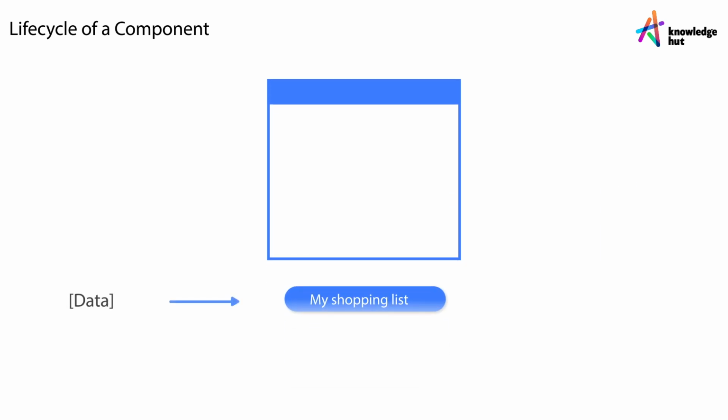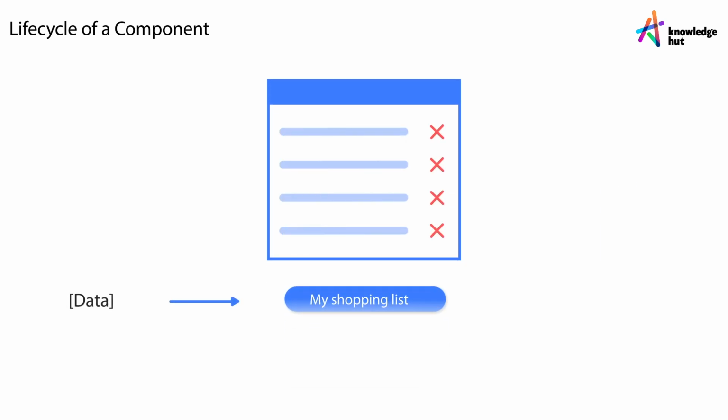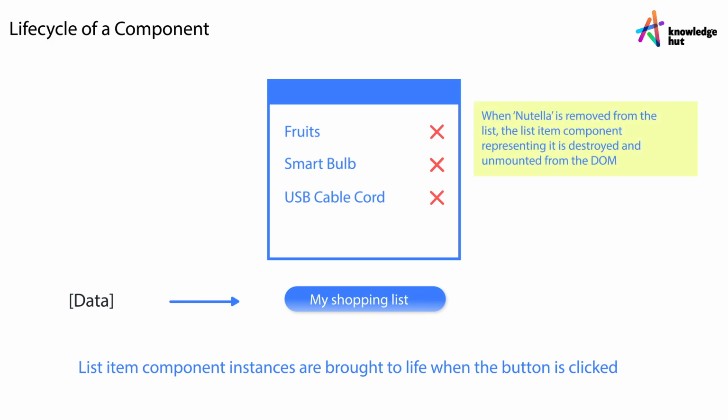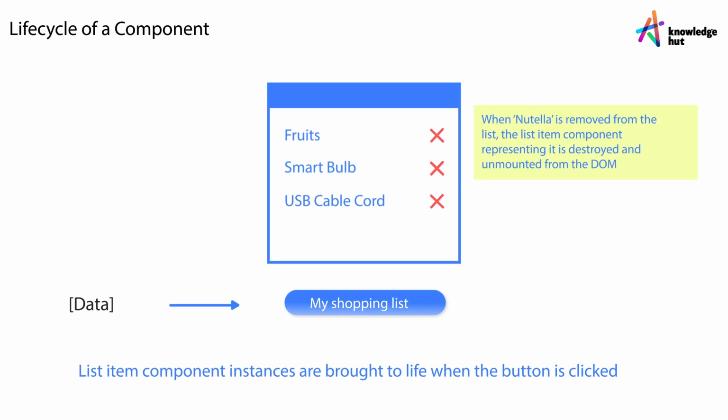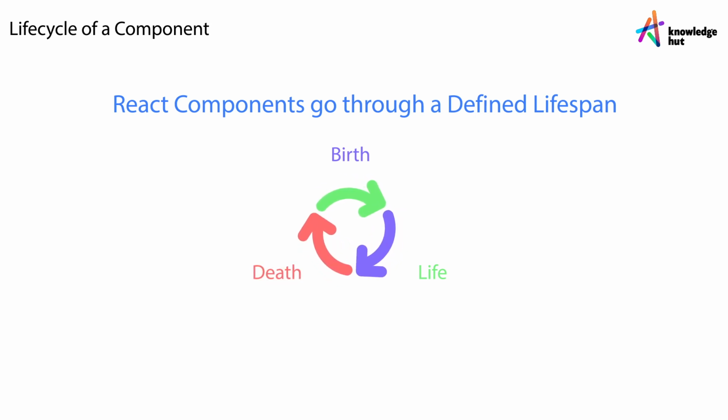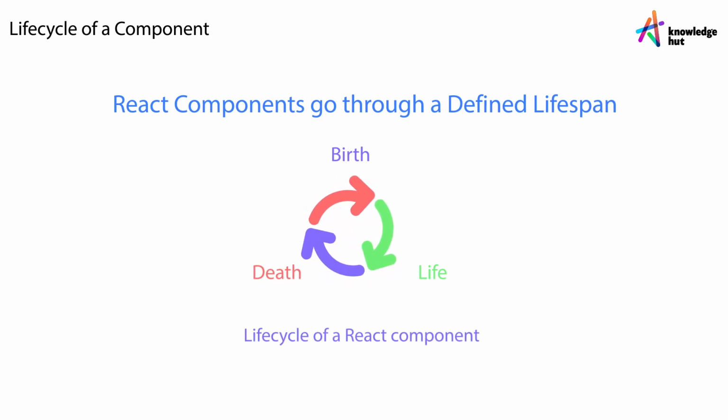For instance, let's say we have an application where the click of a button renders a list of elements on the UI. Until the user clicks the button, the components representing list items are not mounted into the DOM. And when an item is removed, that particular component is destroyed and removed from the DOM. This means that, like us humans, React components do go through a defined lifespan of birth, life, and death. This is known as the life cycle of a React component.